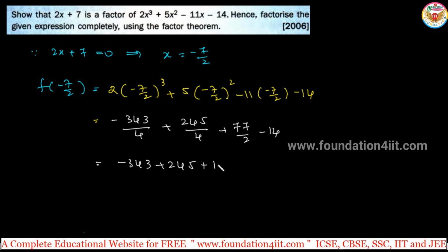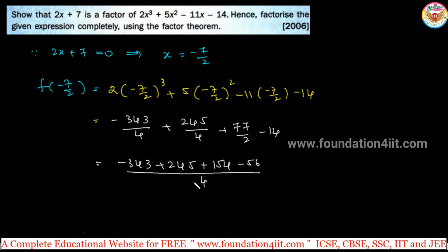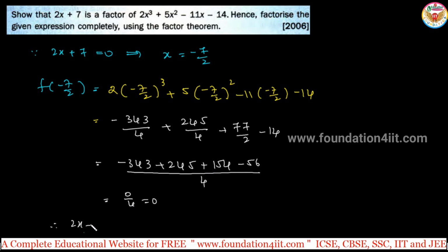So 154 minus 56 divided by 4. 4 is the LCM. Here is minus 343, 245, plus 154, minus 56. Cancel, get 0. 0 by 4, you get 0. Right. So therefore 2x plus 7 is a factor.